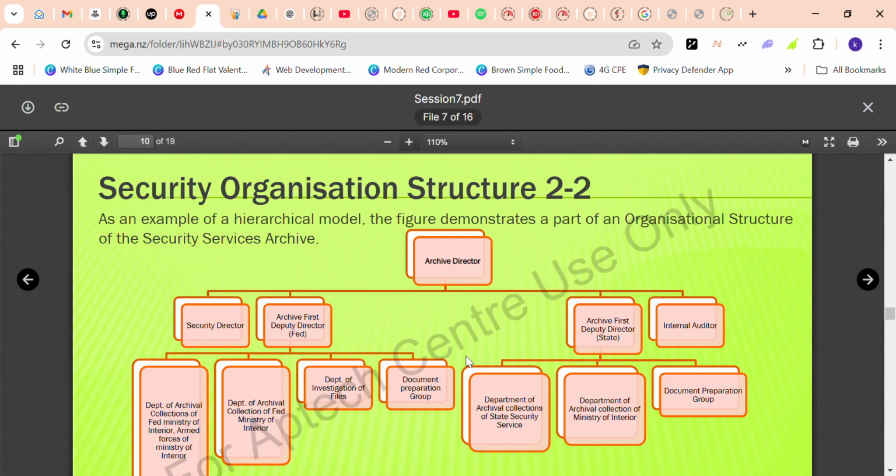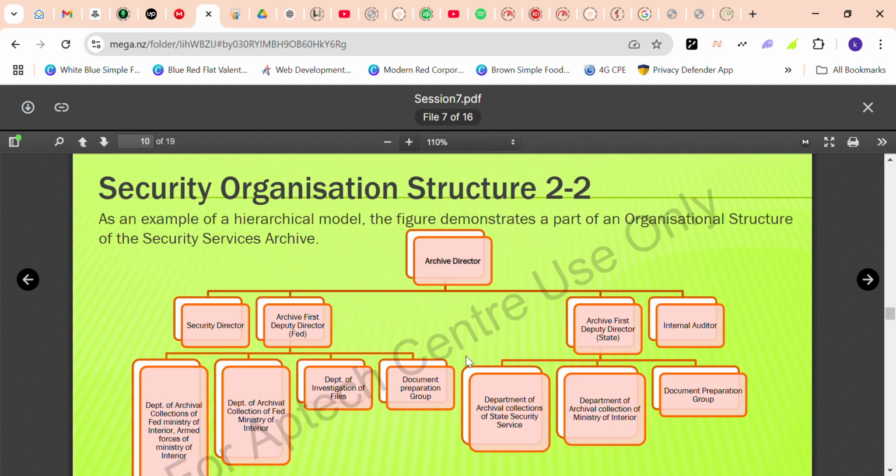An example of a hierarchical model. The figure demonstrates a part of the organizational structure of the security service archive. Now we have the archive director, from archive director to archive deputy director, like that. This is how the structure is.